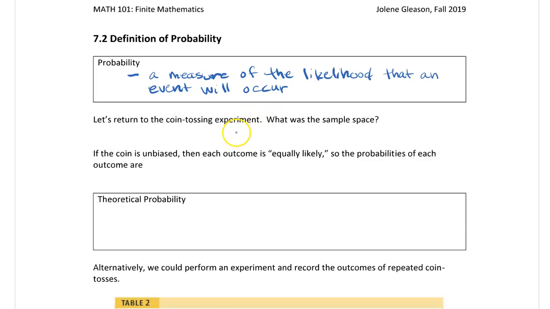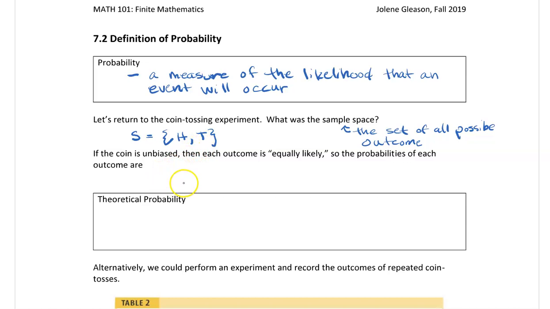Going back to our coin tossing experiment from the previous lecture, what was the sample space? You toss a coin, and your sample space is just either heads or tails. Those are the set of possible outcomes. A sample space, remember, is the set of all possible outcomes. So for a coin, it's just heads or tails.